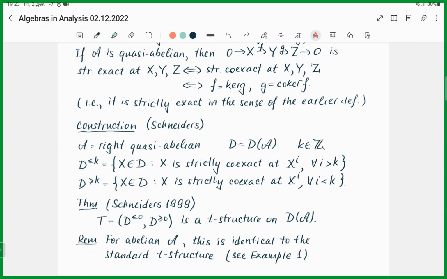And it's obvious from the above definitions that if A is abelian, then the above T-structure is identical to the standard T-structure, simply because in the abelian case, strictly co-exact means just exact. So this construction generalizes the standard T-structure on the derived category of an abelian category.